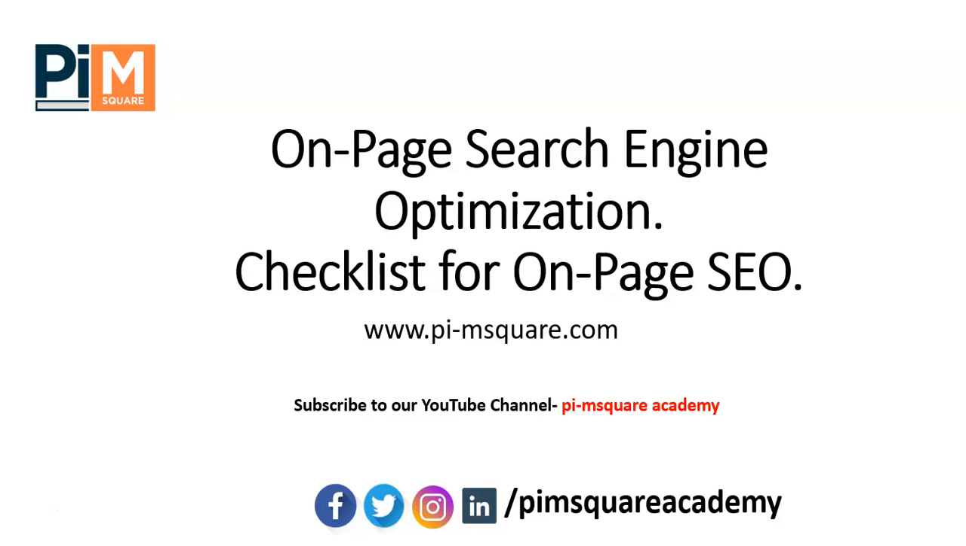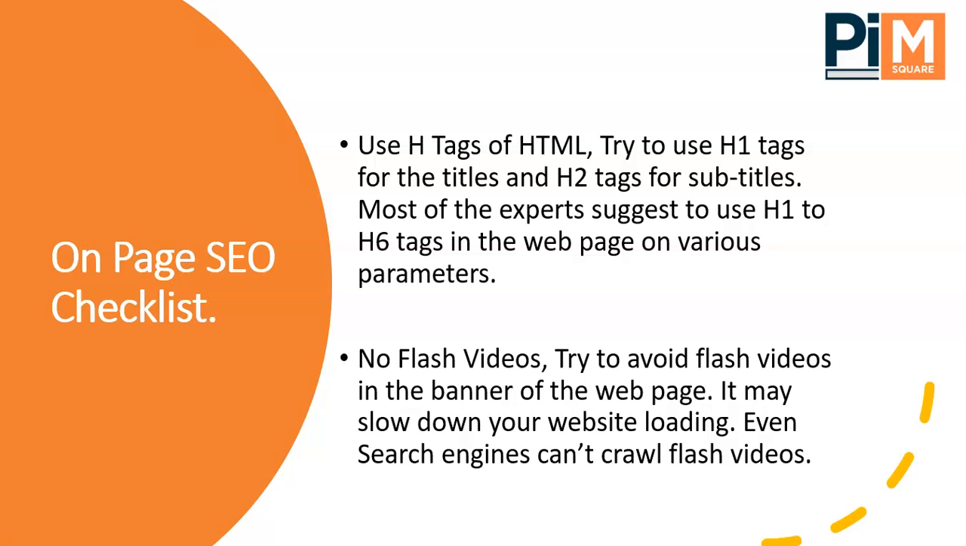So let us go through this video to understand the checklist for on-page SEO. As discussed in the earlier videos, the title tag and meta description are all part of optimizing the HTML coding of the website to make your website optimized for search engine rankings.